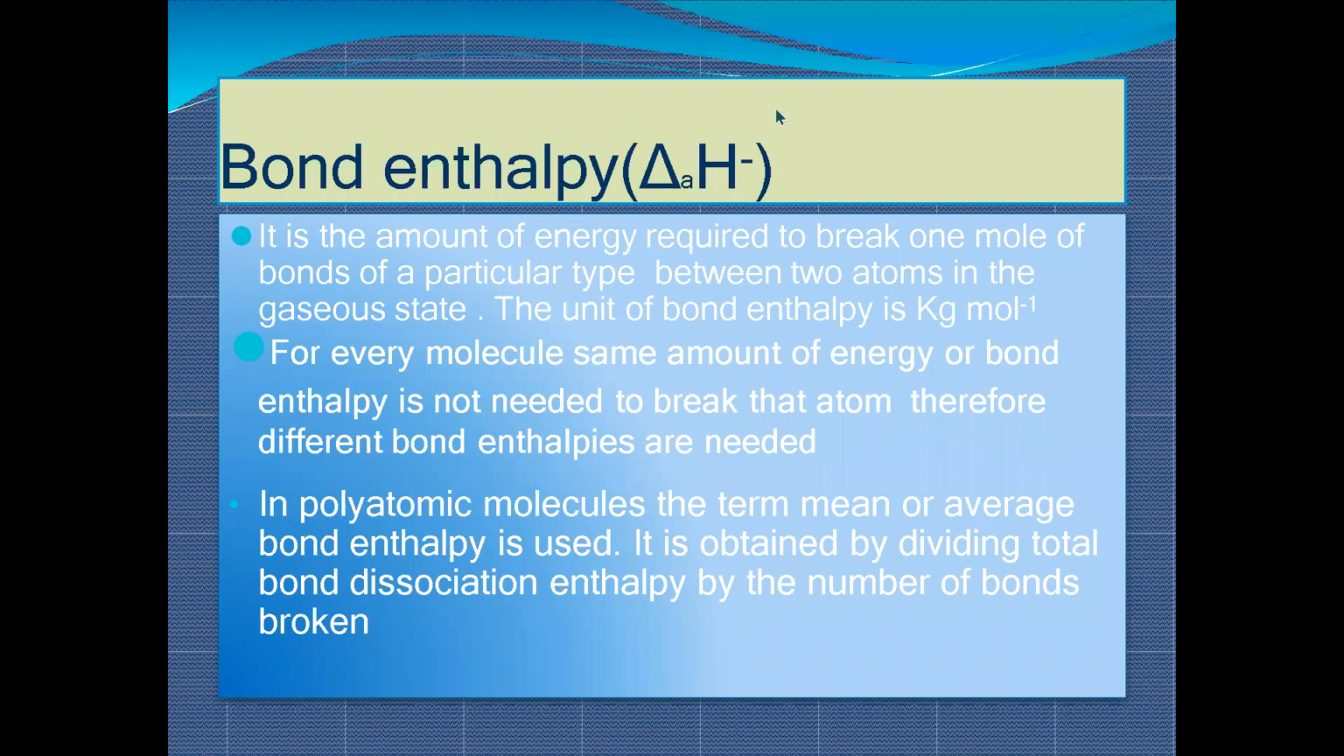Next, we'll talk about bond enthalpy. Enthalpy, I've already mentioned: the symbol for enthalpy is H, and delta is the change in enthalpy, and the subscript shows the bond enthalpy here. It is the amount of energy required to break 1 mole of bonds of a particular type between two atoms in a gaseous state. The unit of bond enthalpy is kilojoule per mole. So this is bond enthalpy.